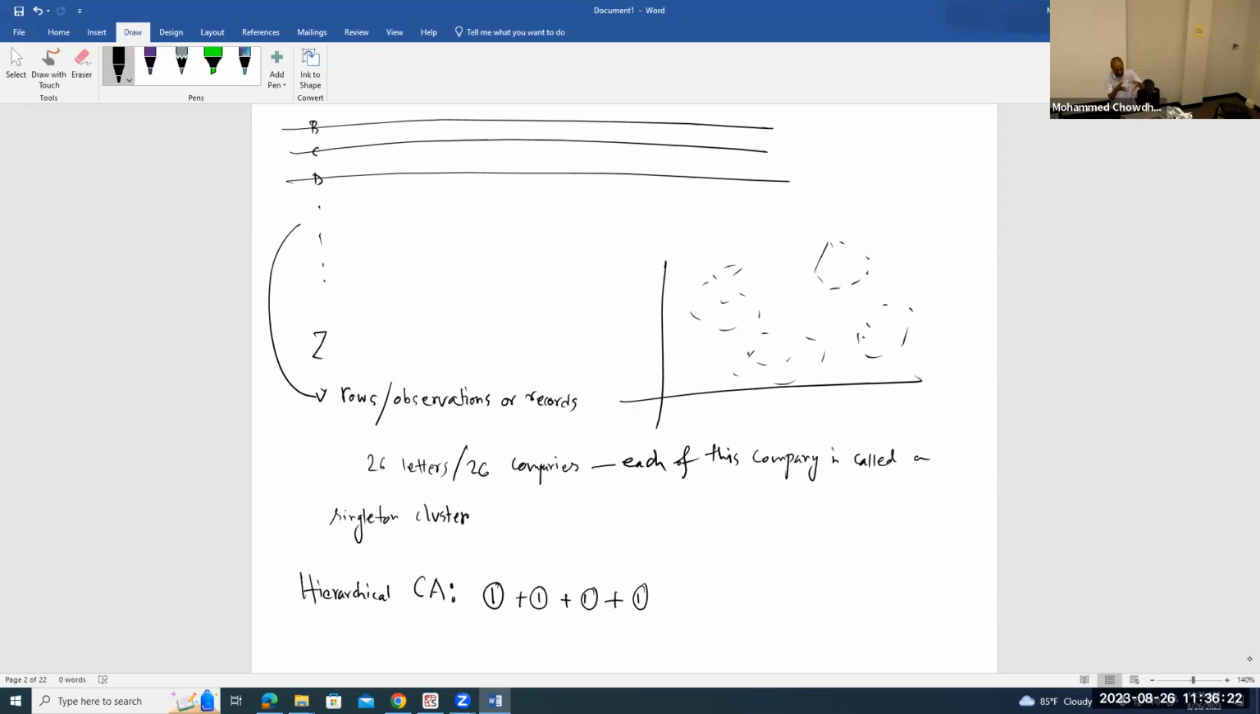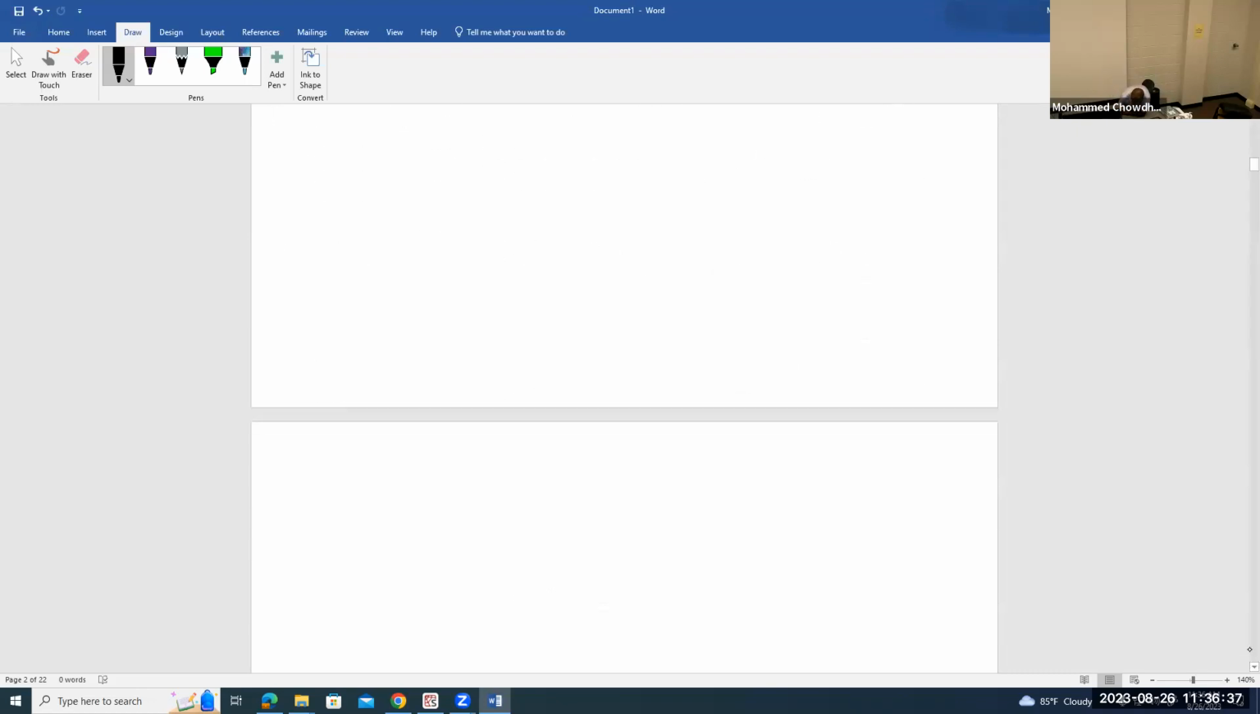These distances are closest, so this could be one cluster. These distances are closest, so this could be another cluster, and that cluster. This is the way hierarchical clustering is done. Okay, now how are the distances computed?